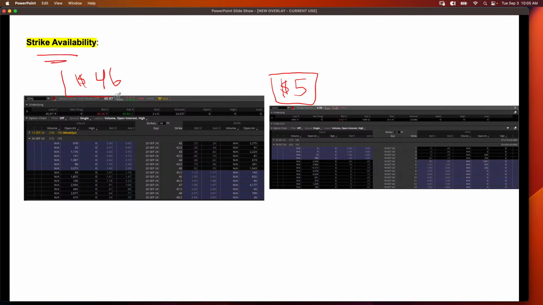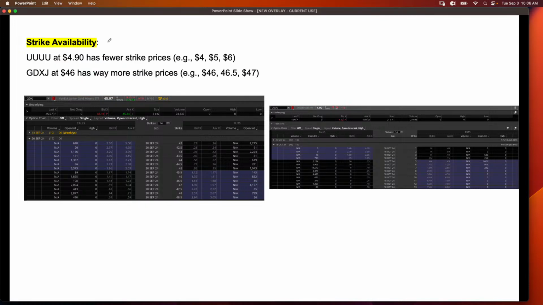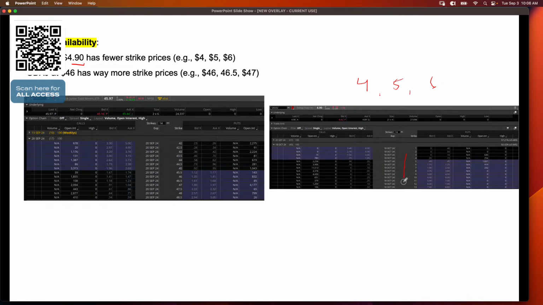Now, I am a huge proponent that any options that are trading under 10 are extremely difficult to trade, especially for those who don't have a ton of options experience. We prefer to trade options that are a little bit higher priced, and I'm going to show you exactly why. And it's really important. 4Us is trading $4.90. It has strikes of 4, 5, 6, right? Look at the strikes on this $5 stock.